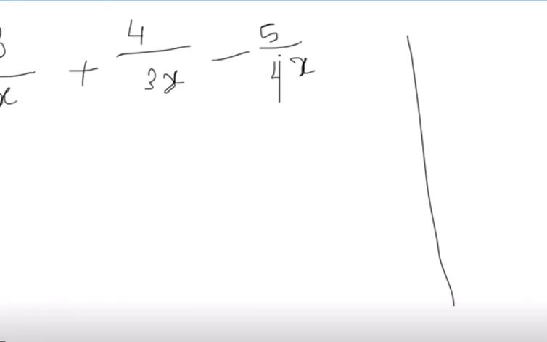Right, so in this example, you're not seeing it too clearly, but we have 3 over x plus 4 over 3x minus 5 over 4x. Let me say it again. In this example, what you're not seeing there is a 3. So we have 3 over x, you can write it, plus 4 over 3x minus 5 over 4x. And what are we going to do here? Okay, we are going to find the LCM. The question is, what is the LCM of x, 3x, and 4x?